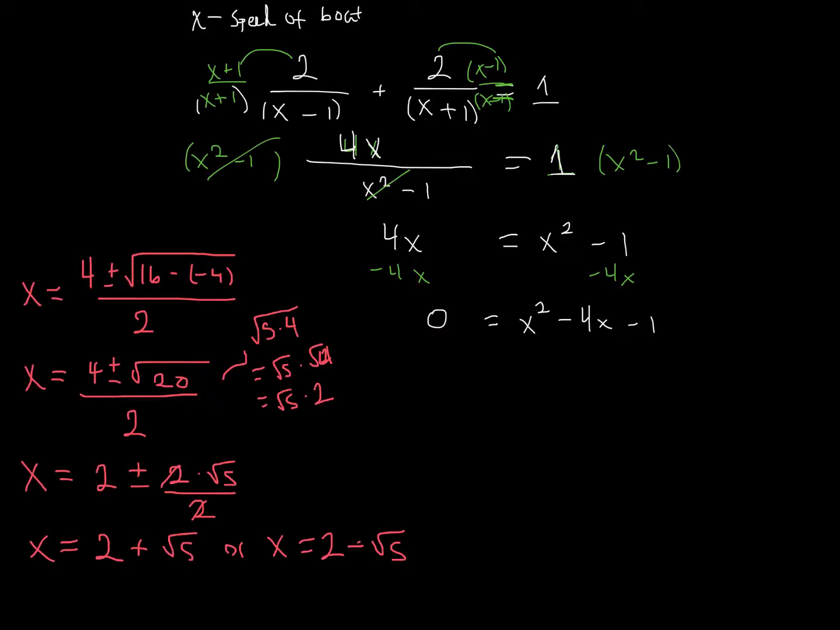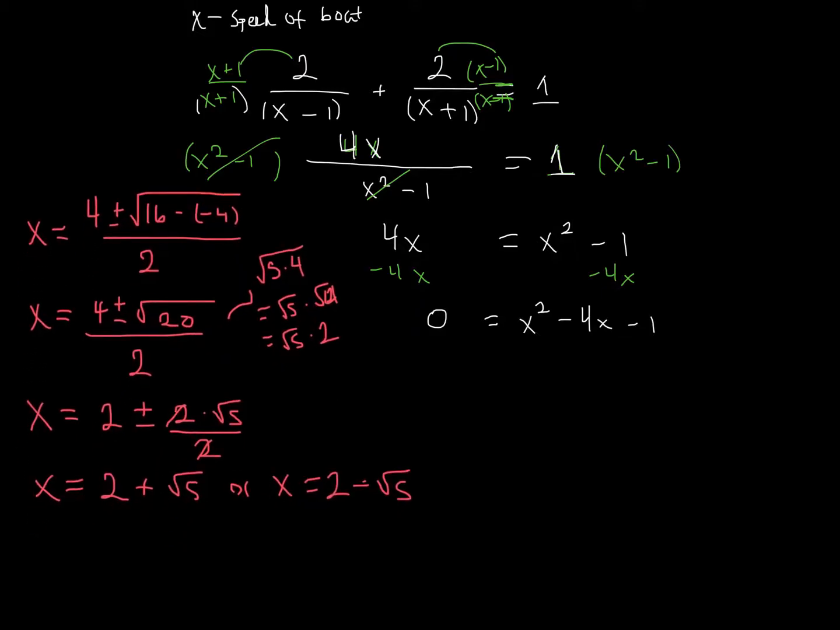Okay? Now the square root of 5, you can approximate that. If you think about it, the square root of 4 is 2, and the square root of 9 is 3, so it's somewhere in between 2 and 3, and it turns out the square root of 5 is approximately 2.23. So if I were to compute here, x is either going to be 2 plus 2.23, which is 4.23, or x is going to be 2 minus 2.23, which is negative 0.23.